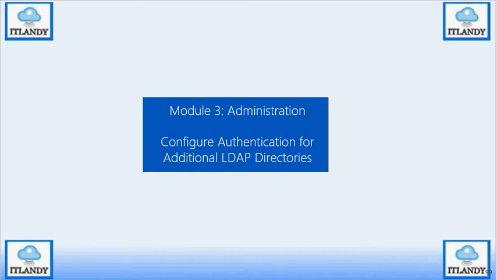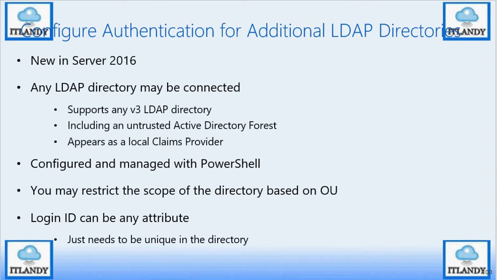Next is configuring authentication for additional LDAP directories. So how can we do this? Let's have a look. It's new in 2016. Any LDAP directory may be connected, supporting any v3 LDAP directory, including untrusted AD forests. It appears as a local claim provider. You can configure and manage it with PowerShell. You may restrict the scope of the directory based on the OU. You can use login ID for any attribute; you just need to have a unique directory associated with it.